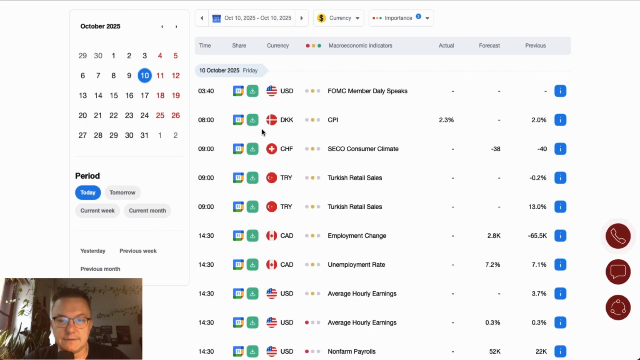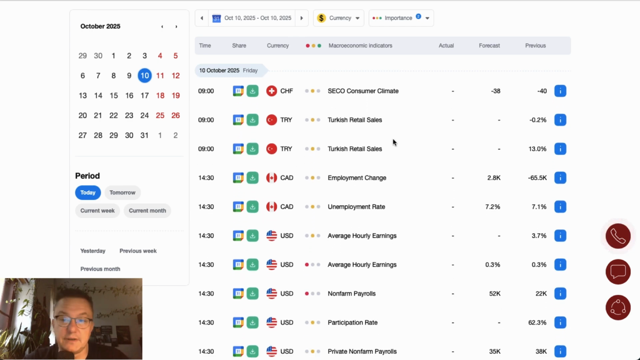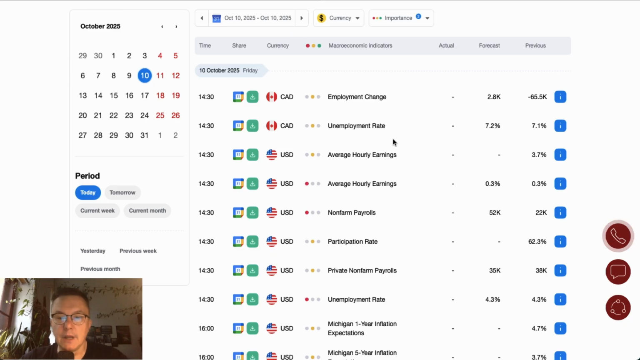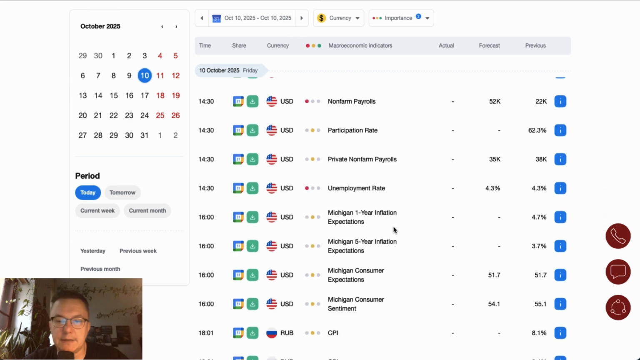Some data from Denmark, some data from Switzerland in form of the consumer climate scheduled for release at 9 o'clock. And then Turkish retail sales scheduled for release at 9 o'clock, and that's about it. But because it's the first Friday of the month of October, we got non-farm payrolls Friday. Non-farm payrolls, average hourly earnings, participation rate, private non-farm payrolls and unemployment rate. All of this data is scheduled for release at 2:30, and at the same time we got data from Canada: employment change and unemployment rate.